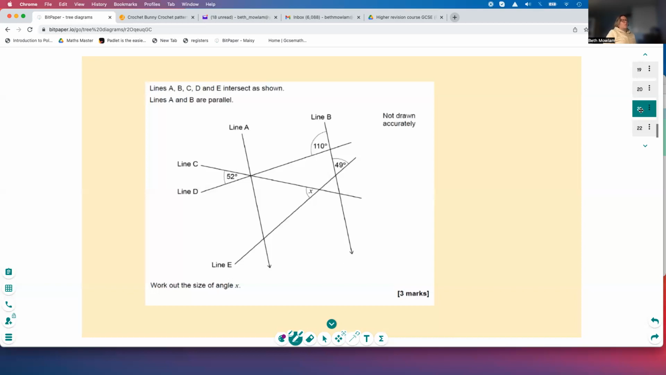So again, this is one of those situations where you go, do you know what? Let's just work out any we can work out, because it might help us. It's 3 marks. It's not pretty. It's not obvious which way to go. So I'm going to fill out the ones I know. I know that's 52 because that's opposite. I know that this one is 70 because angles on a straight line add up to 180.